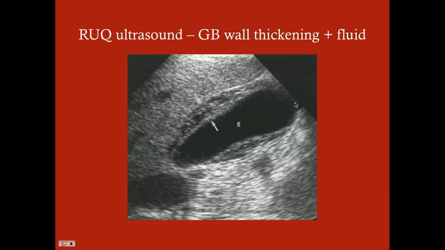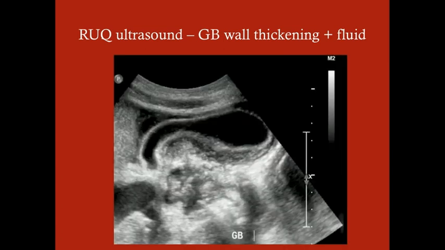Now, of course, you couldn't diagnose it just on this alone. You'd have to go and visualize the ducts and everything. But this would be an instance where we don't see a stone, but we do see pericholecystic fluid and gallbladder wall thickening. And that's what you would see in acalculous cholecystitis. Here's another one. So this is a nice view of the gallbladder here. We've got some wall thickening and no stones.